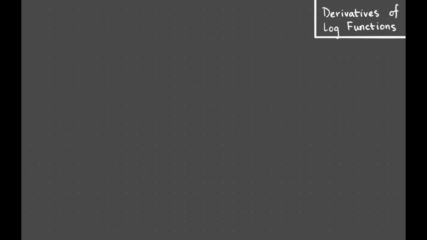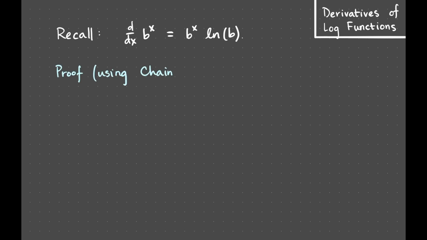In a previous video, we said that the derivative of the exponential function b to the x is given by b to the x times the natural log of b. One way of verifying this is by using chain rule. In particular, it's possible to rewrite the expression b to the x as follows.